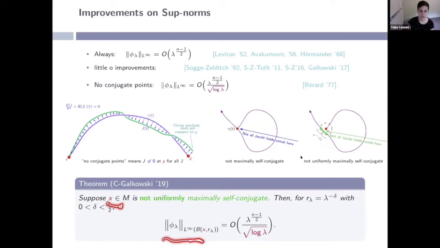Which is a departure from the previous examples. This is the first time that we can get quantitative improvements, only depending on the point. And again, we don't use parametrics to do this. Okay.